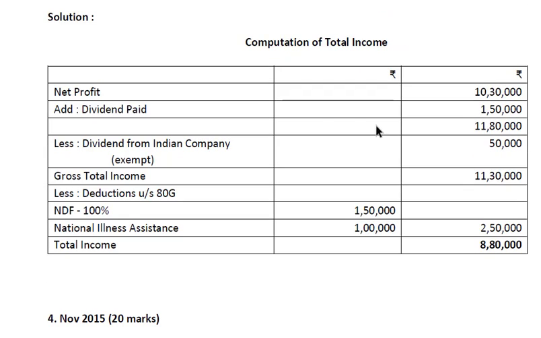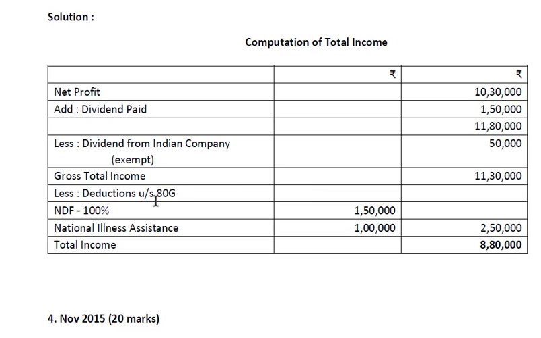Now let us see the solution. Computation of total income. Net profit is given 10,30,000. Add dividend paid 1,50,000. So it is 11,80,000. Now from this, less dividend from Indian company. This is exempt income, but it was included in the net profit. So we are deducting it. So the gross total income is 11,30,000.